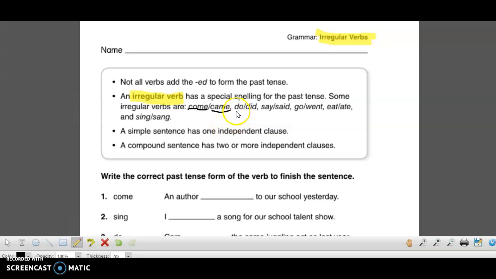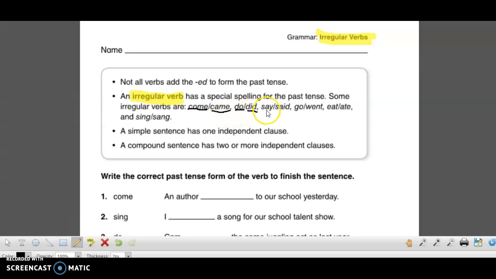For another example, present tense, do. We do our work every day. We did our homework last week. That's past tense. Notice for each past tense, we did not add ed. That makes them irregular verbs.